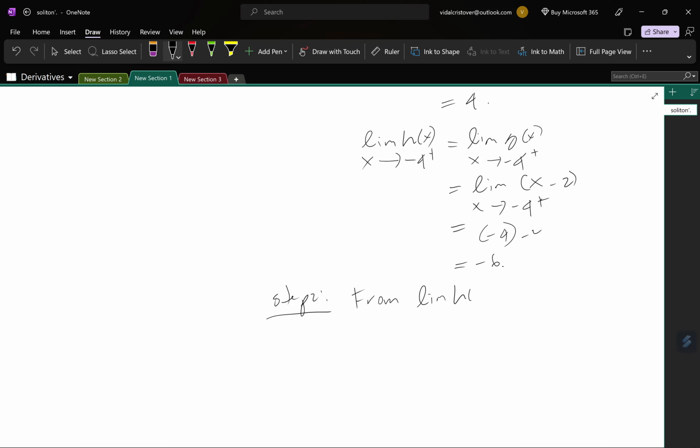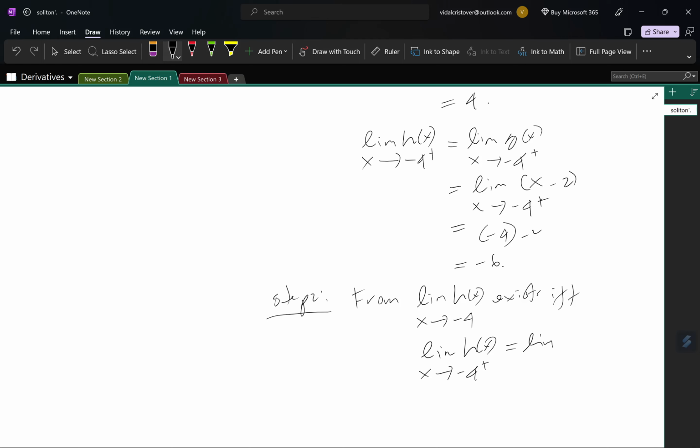The limit of h of x as x approaches negative 4 exists if and only if the limit of h of x as x approaches negative 4 from the right is equal to the limit of h of x as x approaches negative 4 from the left.